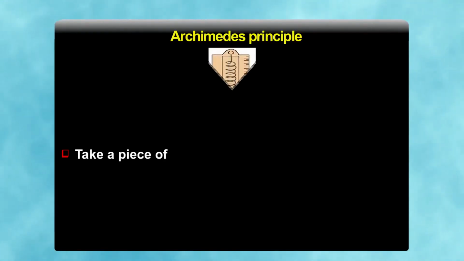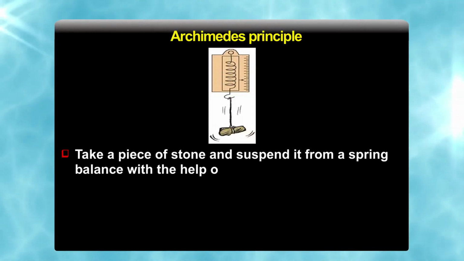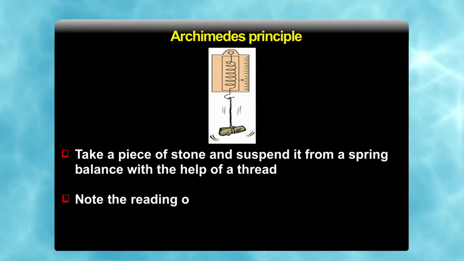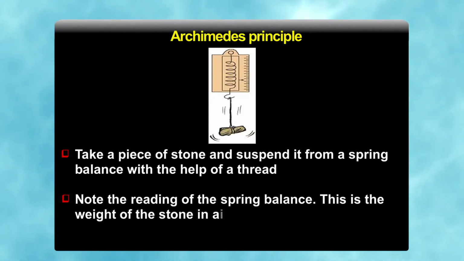There is a principle given by Archimedes, based on this activity. Take a piece of stone, suspend it from a spring balance with the help of a thread. Note the reading of the spring balance. This is the weight of the stone in air.